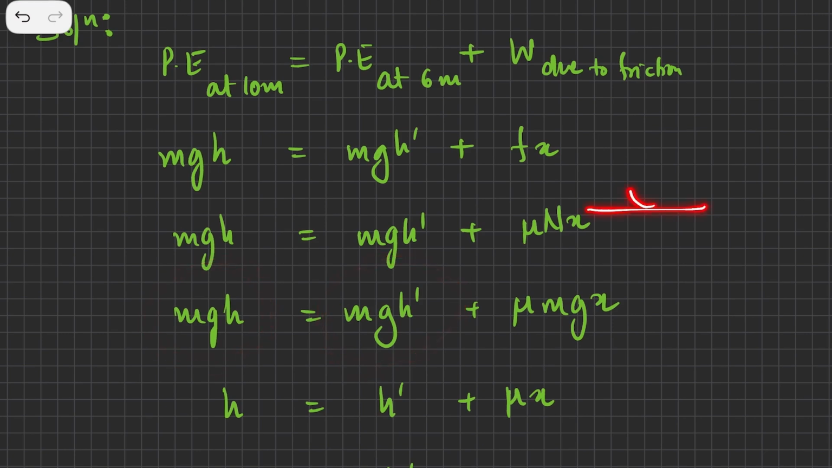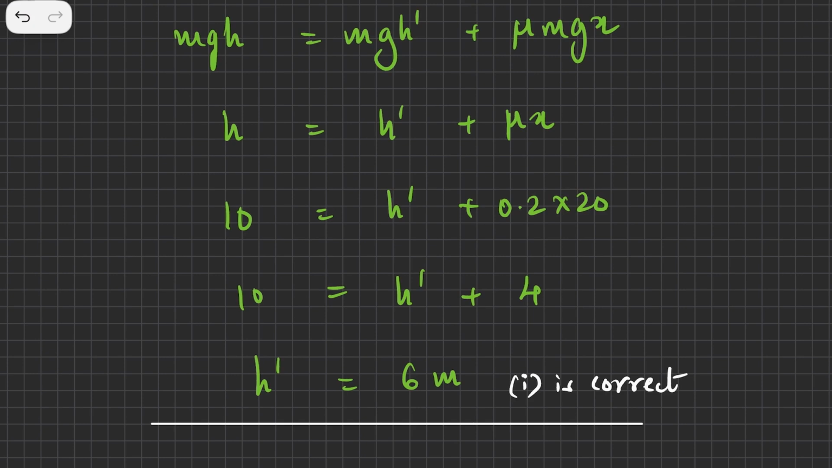Now, gravity is acting downwards and the normal is acting upwards, so normal is equal to mg. So wherever there is a normal, I'll put mg over here. Now mg, mg and mg get cancelled. What remains is h equals h dash plus mu into x. Now h is 10, h dash is something I need to get. If this comes out to be 6, I am winning.